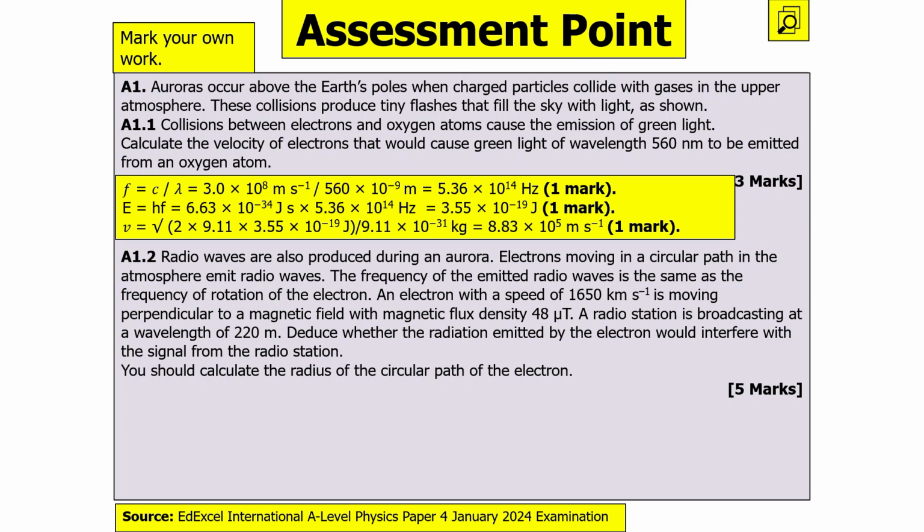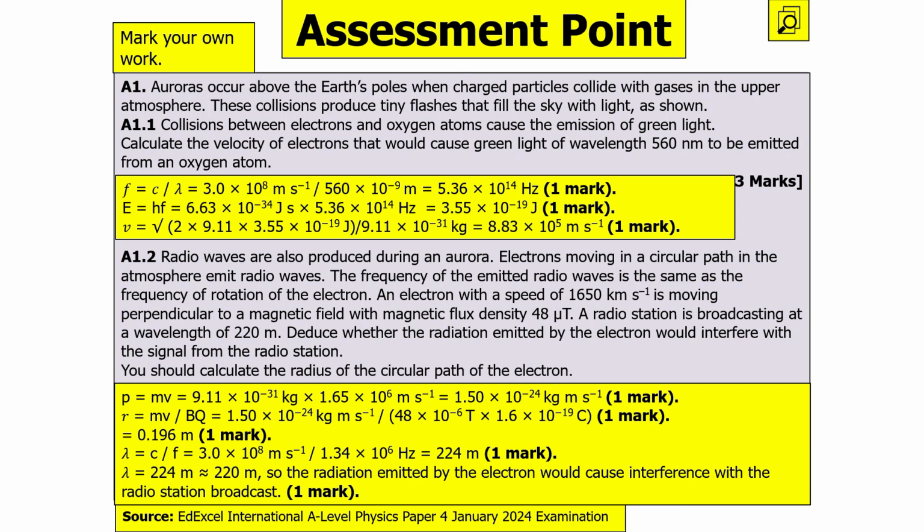Right, we know f is equal to c over lambda, so we can say 3 times 10 to the 8 over 560 times 10 to the minus 9. That gives us an f of 5.36 times 10 to the 14 hertz. We know E is equal to hf, so E is equal to 3.55 times 10 to the minus 19 joules. This is all kinetic energy as it's moving, so v is equal to the square root of 2 times the energy over the mass, my apologies, so therefore it's 8.83 times 10 to the 5 meters per second.